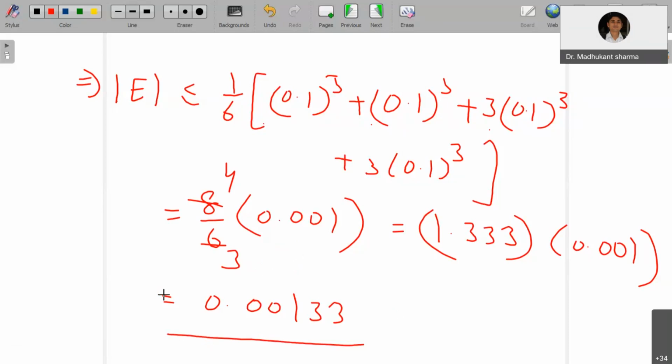Now you can also identify what the error will be for the linear approximation and for the cubic approximation, and you will find that as you increase the degree of the approximation, you get a more accurate approximation than the previous one. In the linear approximation, the accuracy is less. That you can verify. Any question?